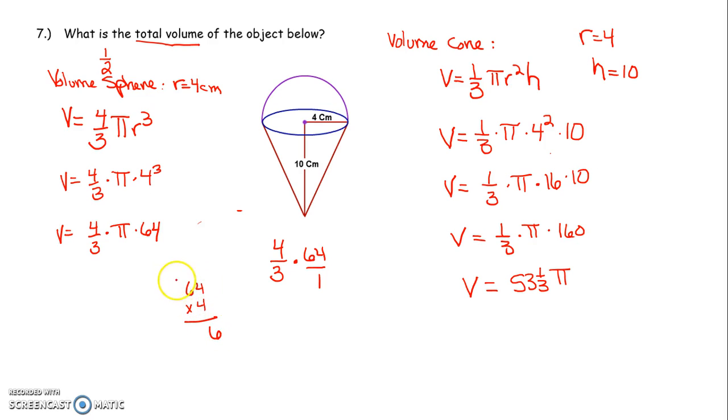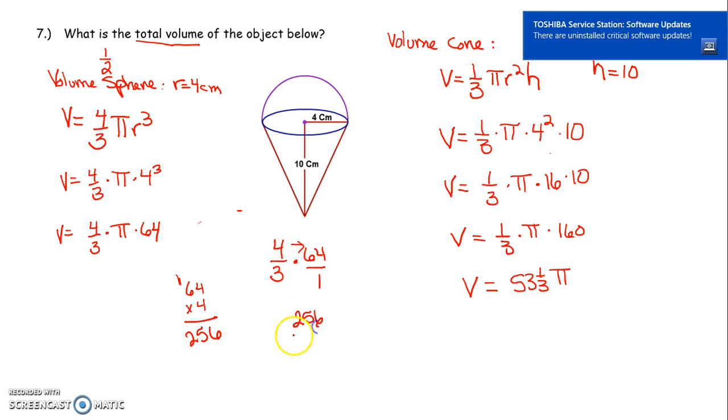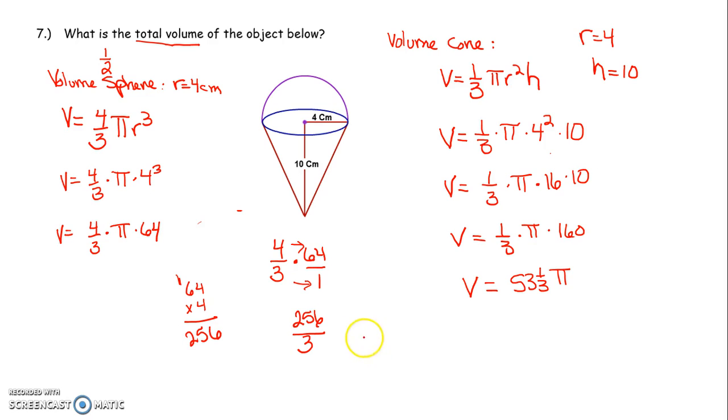4 times 4 is 16. 6 times 4 is 24, and 1 is 25, so that's 256. So 4 times 64 is 256 over 3 times 1 is 3. So now I have to do 256 divided by 3.